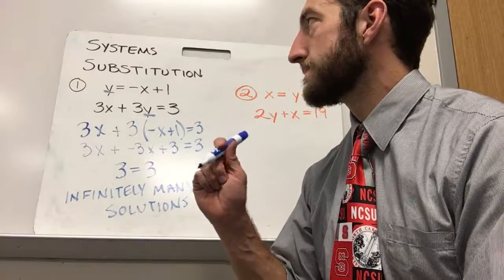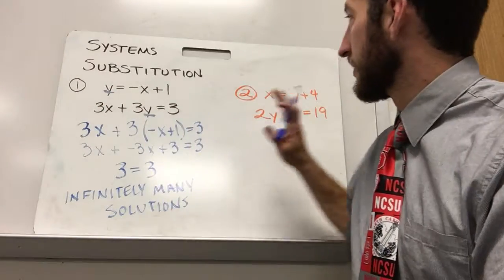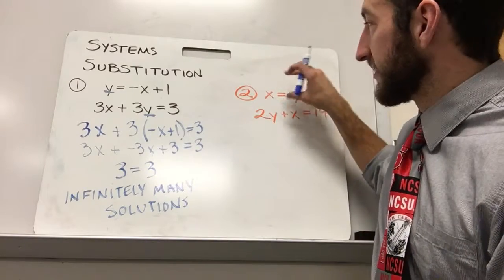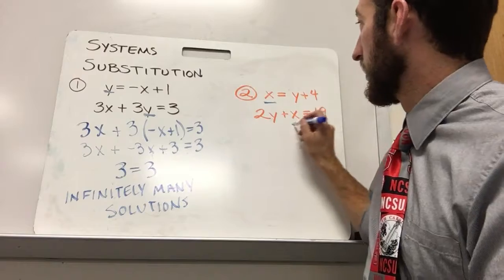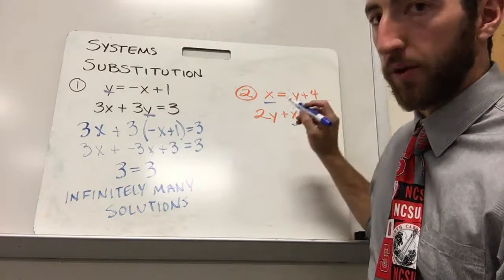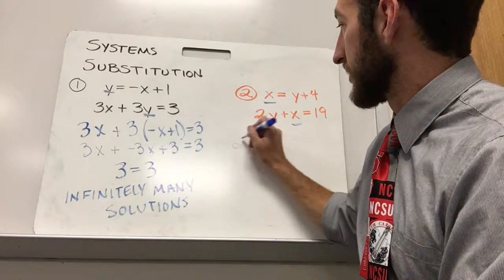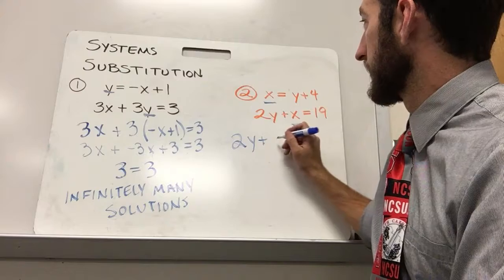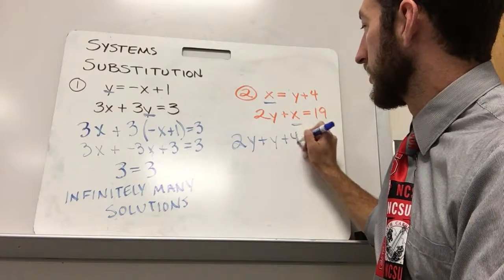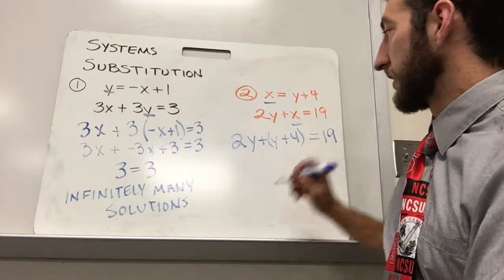Alright, so what we did was we just replaced the y, we substituted into the other equation. Here, this equation is actually solved for x. That means every x I get to replace with y plus 4. So now we'll solve that one. My second equation is going to be 2y plus y plus 4, so that was my equation, equals 19.